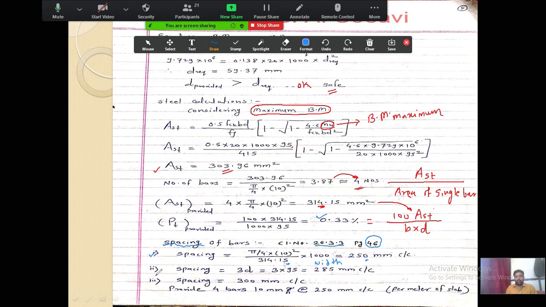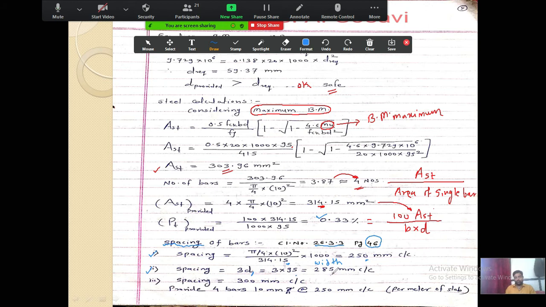Then we have already seen the spacing in the second case. The spacing is 3D for the main steel. D is nothing but the effective depth of the slab. So what is the value then? 3 into 95.